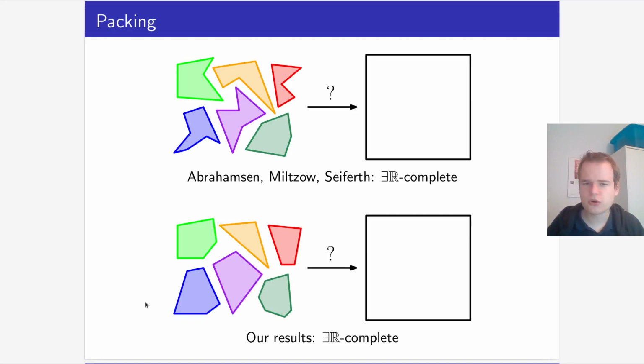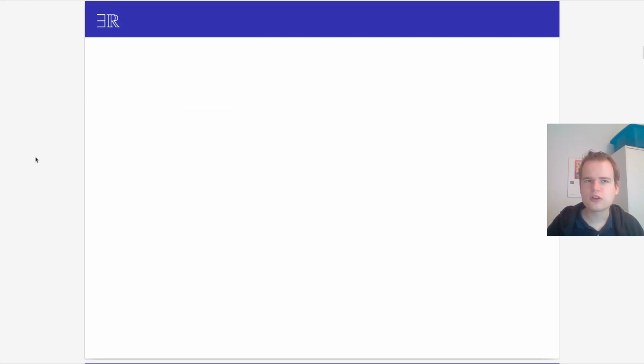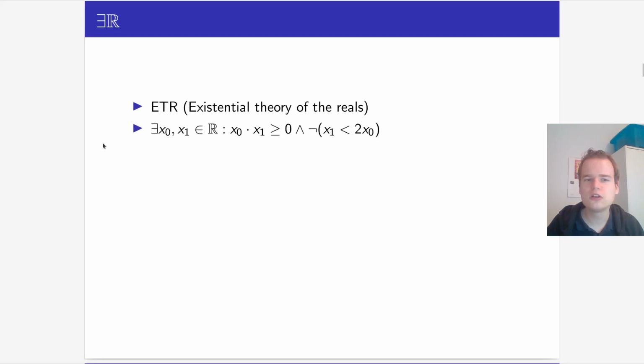Okay, so before I say what exactly our results are, let me introduce this complexity class ER, or complexity class of the existential theory of the reals. And to define this class we need a problem which is also called existential theory of the reals, but it's abbreviated as ETR. In this problem we are given some formula involving some real variables, and we ask, is there some way to assign a real value to each of these variables such that this formula is satisfied?